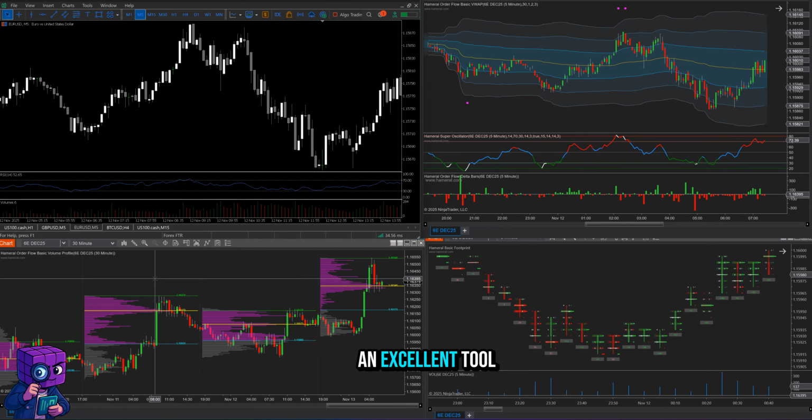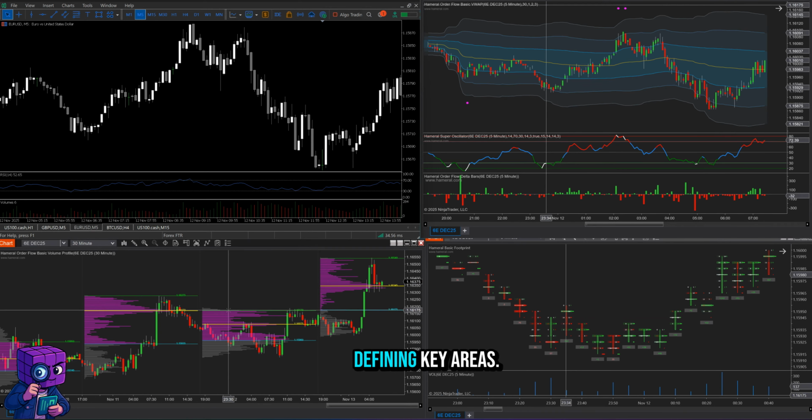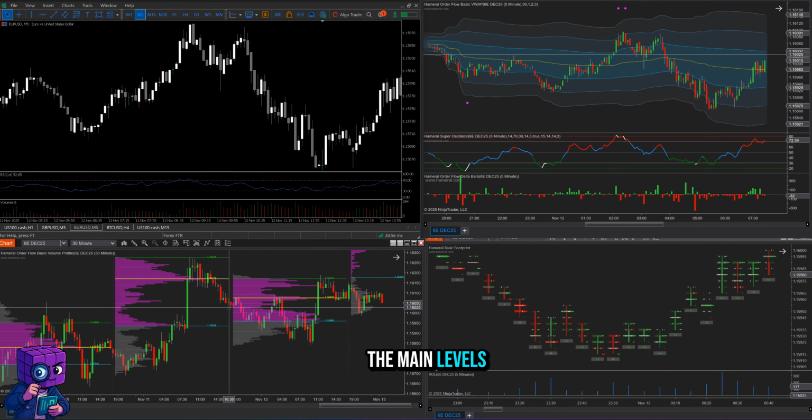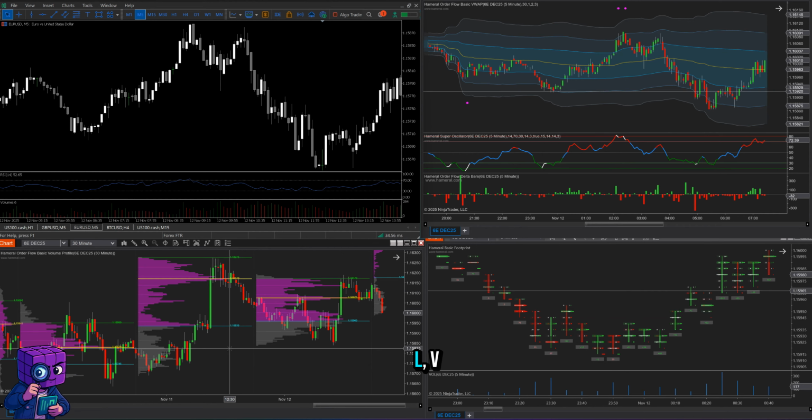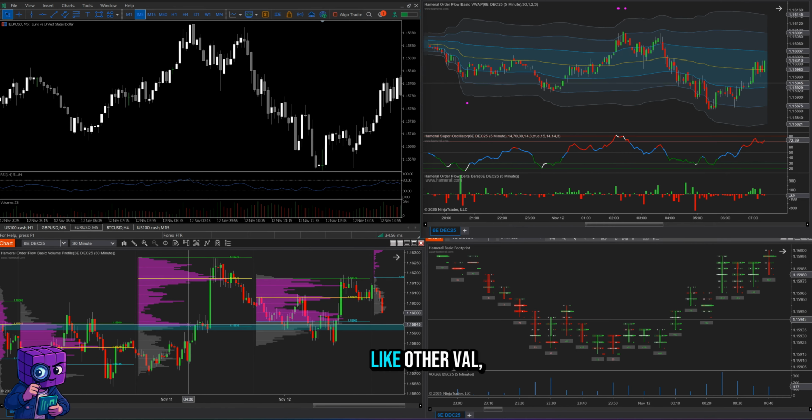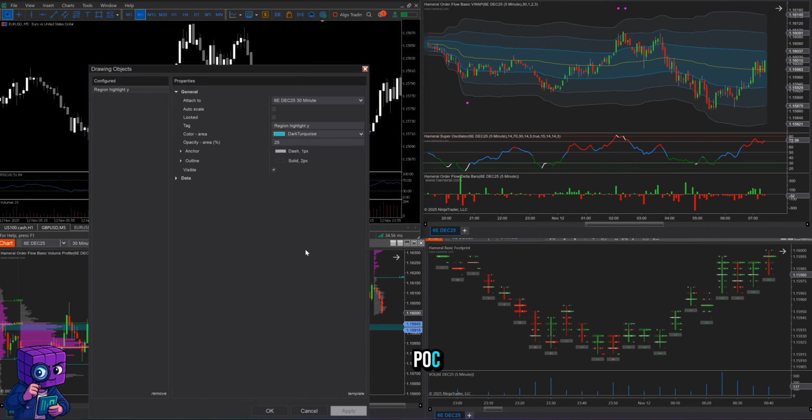Volume profile is an excellent tool to use for defining key areas. The main levels are VAL, VAH, POC, and the high and low volume nodes. Let's draw the key areas. We'll take the previous VAL and combine it with other recent levels like other VAL, VAH, POC, or just tops and bottoms on the chart.